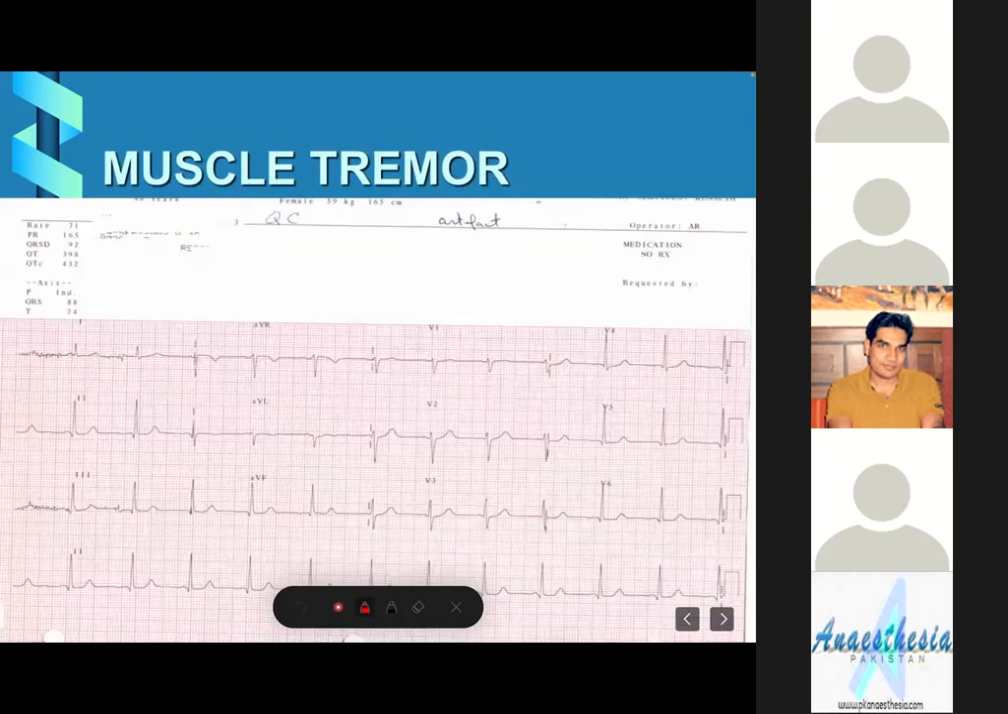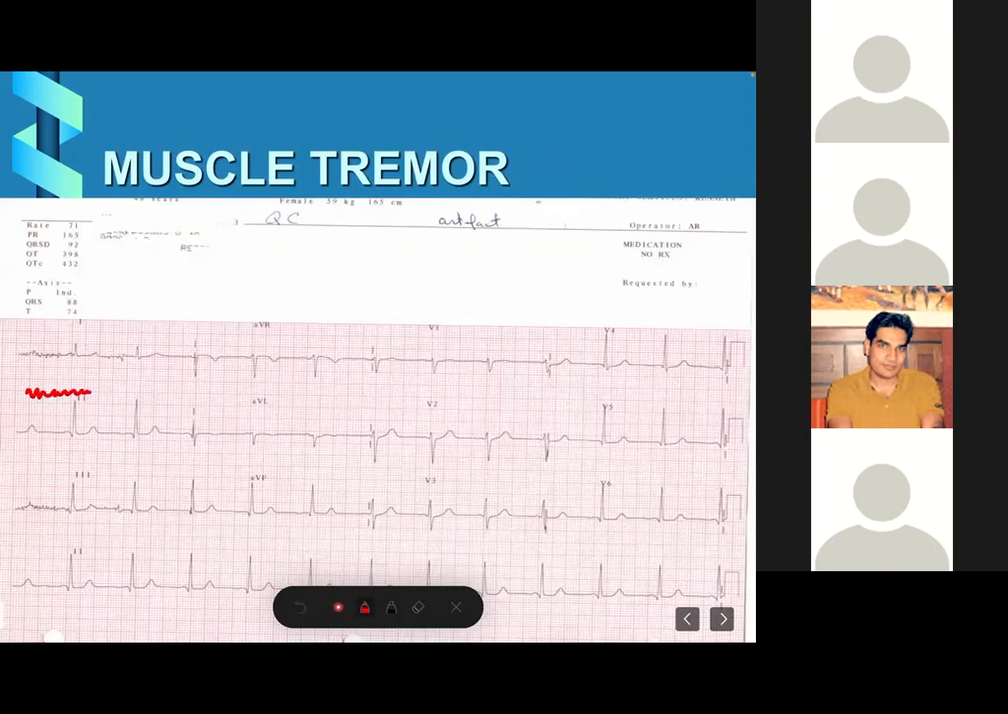Another is muscle tremor. If the patient is shivering, then this type of tracing is present. Like in a patient with Parkinson disease, we could not get a completely fine tracing. We always get a shivering ECG.